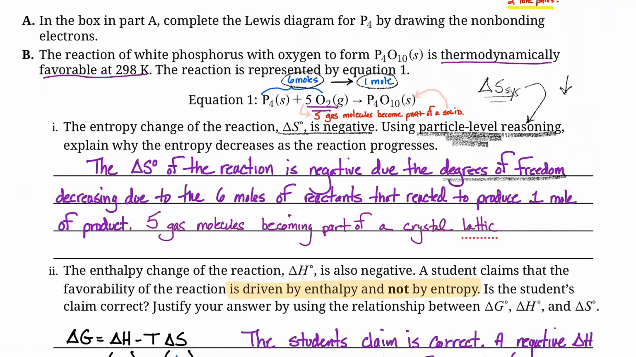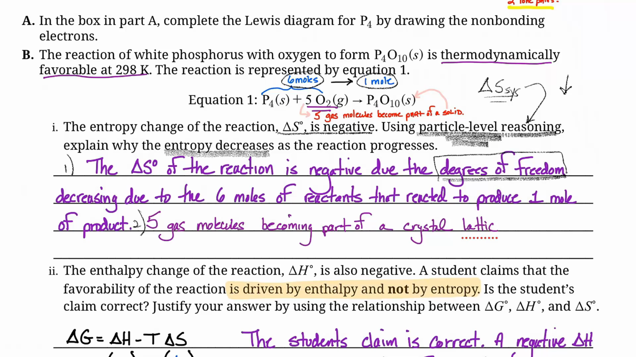I chose to focus on the 6 to 1, but you certainly could have talked about the idea that 5 free moving gas molecules that can fly around the room are now trapped in a crystal where they can only wiggle in their fixed positions. Okay, so certainly, in my opinion, there were two clear ways to support the fact that the entropy of the system was decreasing. But the words that I think are very important are degrees of freedom. I think that's a good way to talk about that. Certainly isn't the only way.